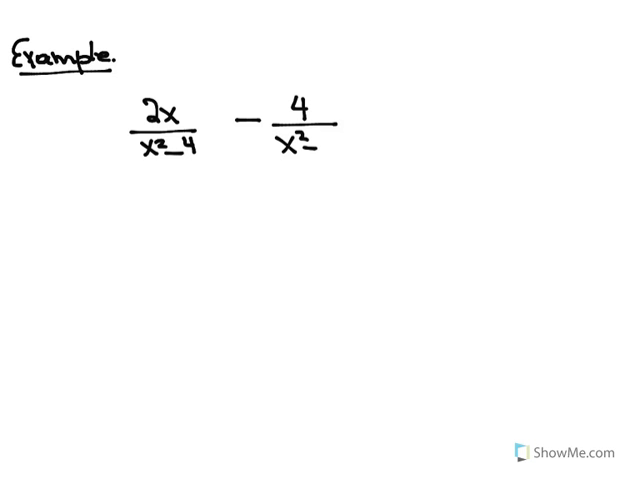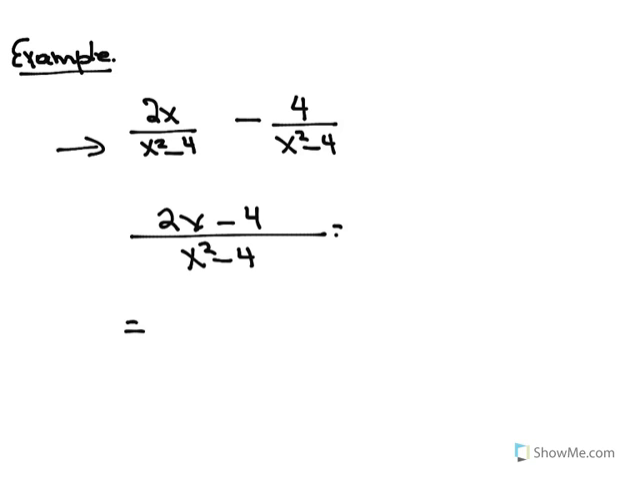Okay, so let's go with another example. Now I want to go to page number 439. I'm going to do problem number 8, but this is our second example. So I have 2x divided by x squared minus 4 minus 4 divided by x squared minus 4. They have the same denominator. I'm going to copy the denominator, and I'm going to subtract the numerators. Now I need to try to reduce.